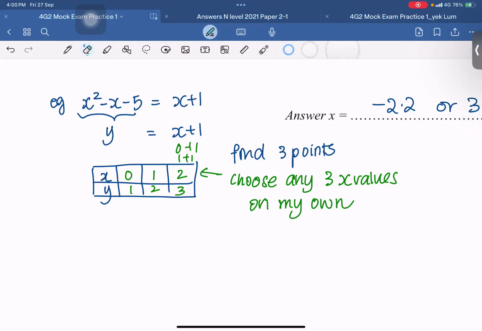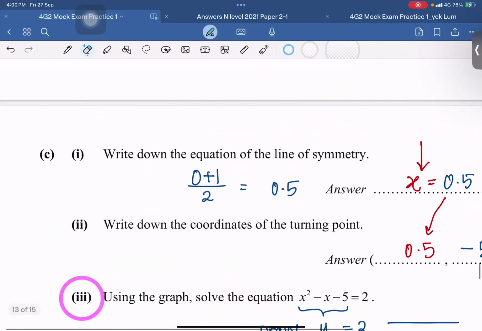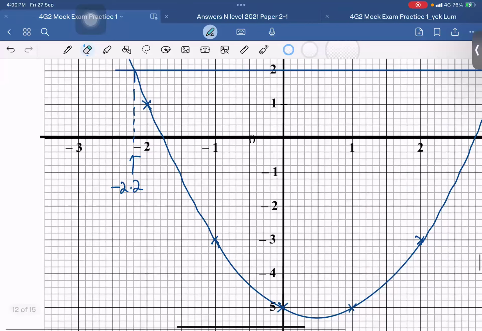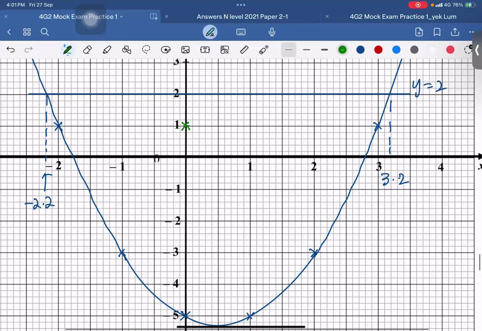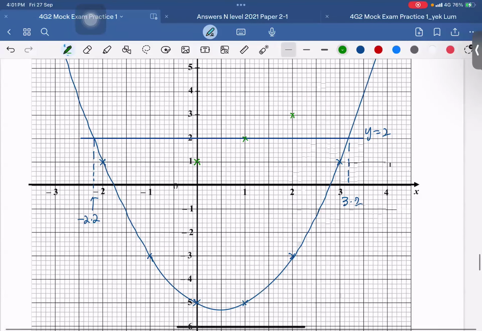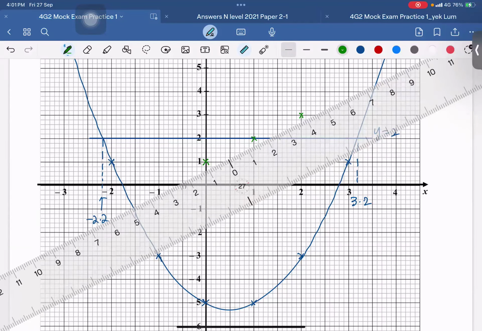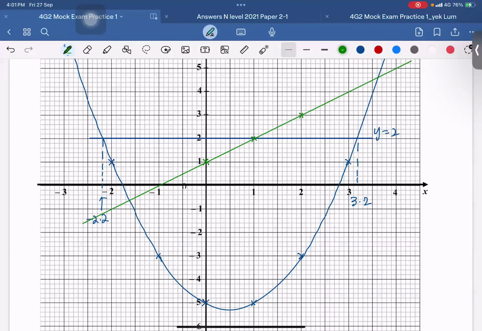I'm extending this question because this type of question can come out in paper 2, or paper 1 if they give you the graph already. When x is 0, y is 1, so 0, 1. Then 1, 2, and 2, 3. What I'm going to do is draw the line. Please do not just draw a very short line over here. If I only have a very short line, I cannot find answers. I need to extend and look for the point of intersection.